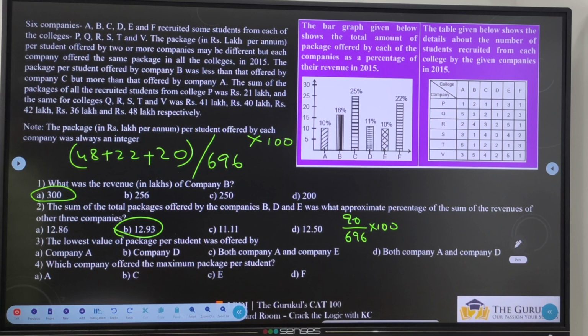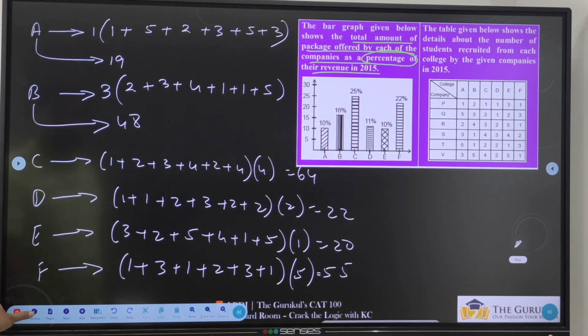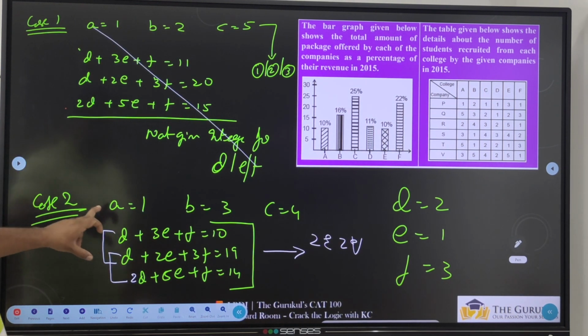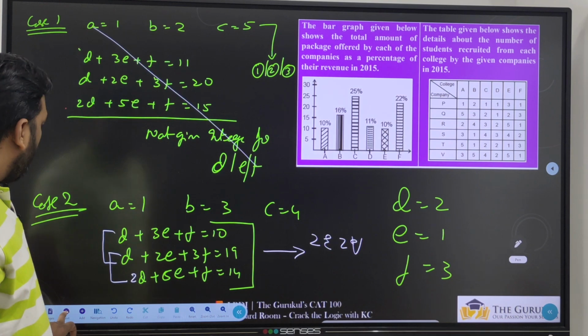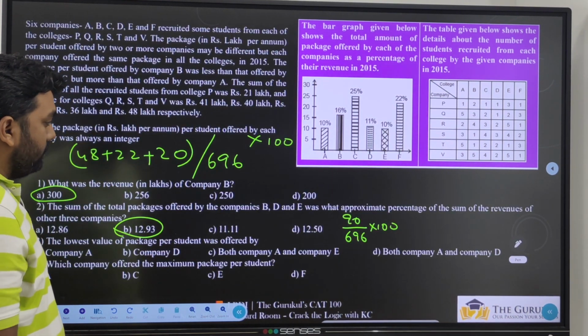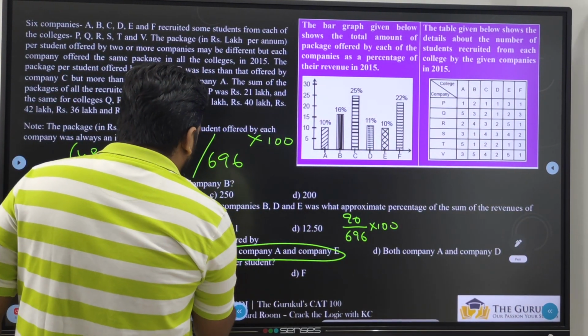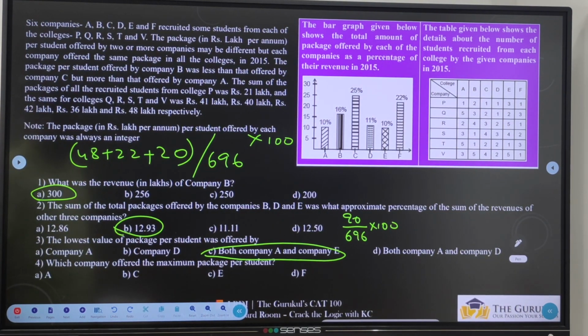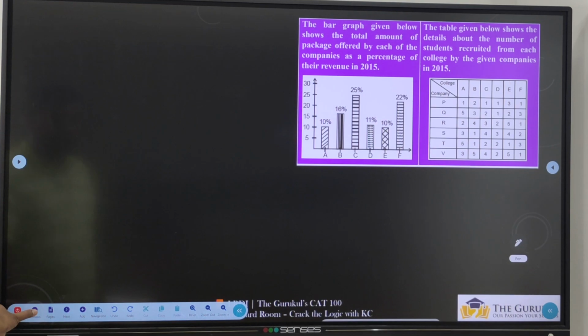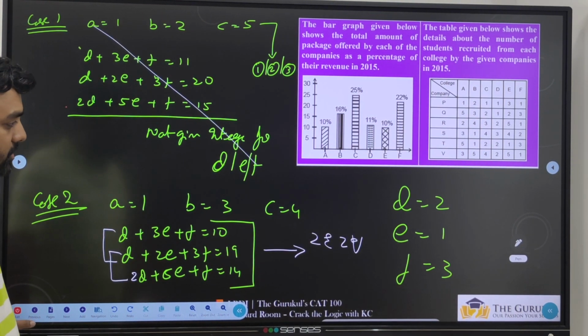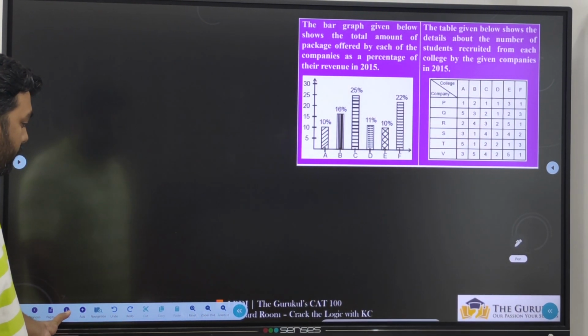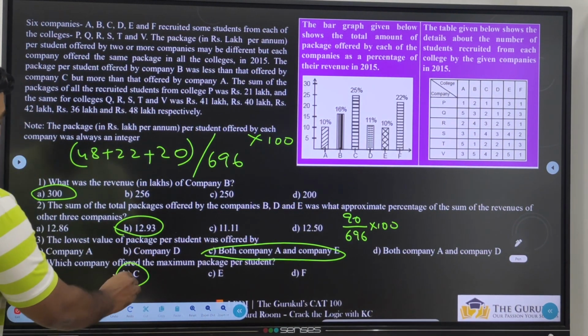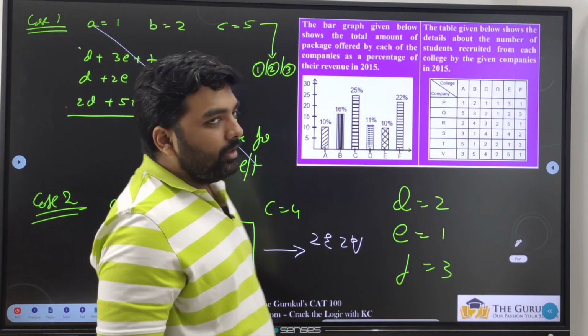The lowest value of package per student was offered by, lowest is offered by whom? A is offering 1 lakh, E is also offering 1 lakh only. That is the lowest. So both company A and company E are offering the lowest. Which company offered the maximum package per student? Maximum package is with company C, that is offering 4 lakh. Company C, option B. Okay, perfect.